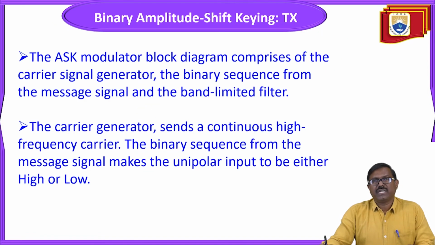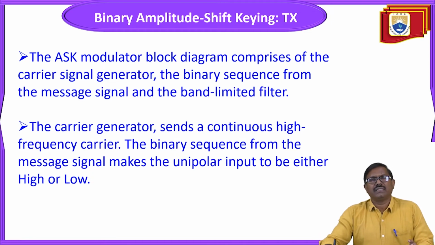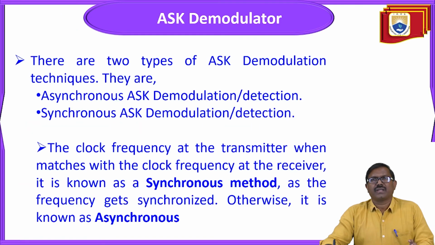So here the ASK modulator block diagram comprises the carrier signal generator, the binary sequence from the message signal, and the band limited filter. The carrier generator sends a continuous high frequency carrier. The binary sequence from the message signal makes the unipolar input either high or low.